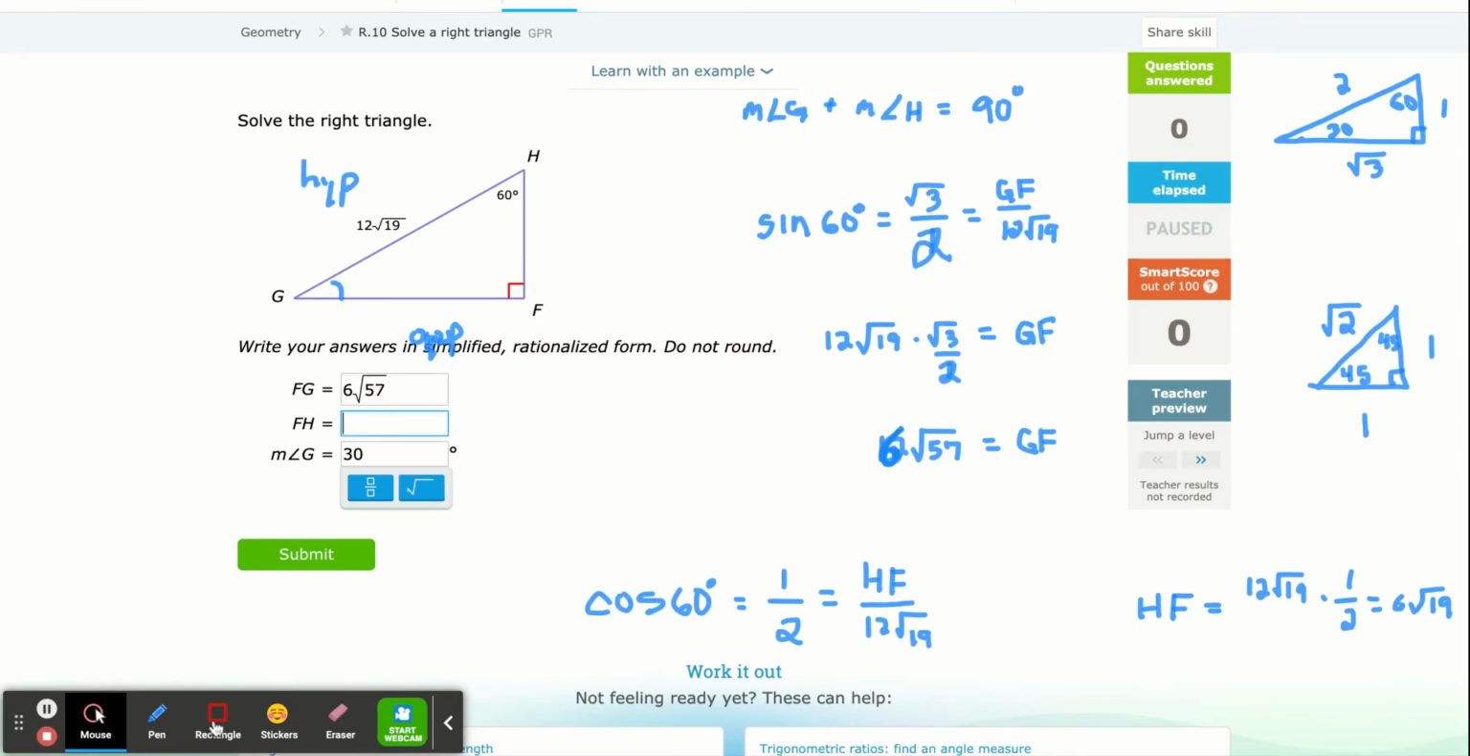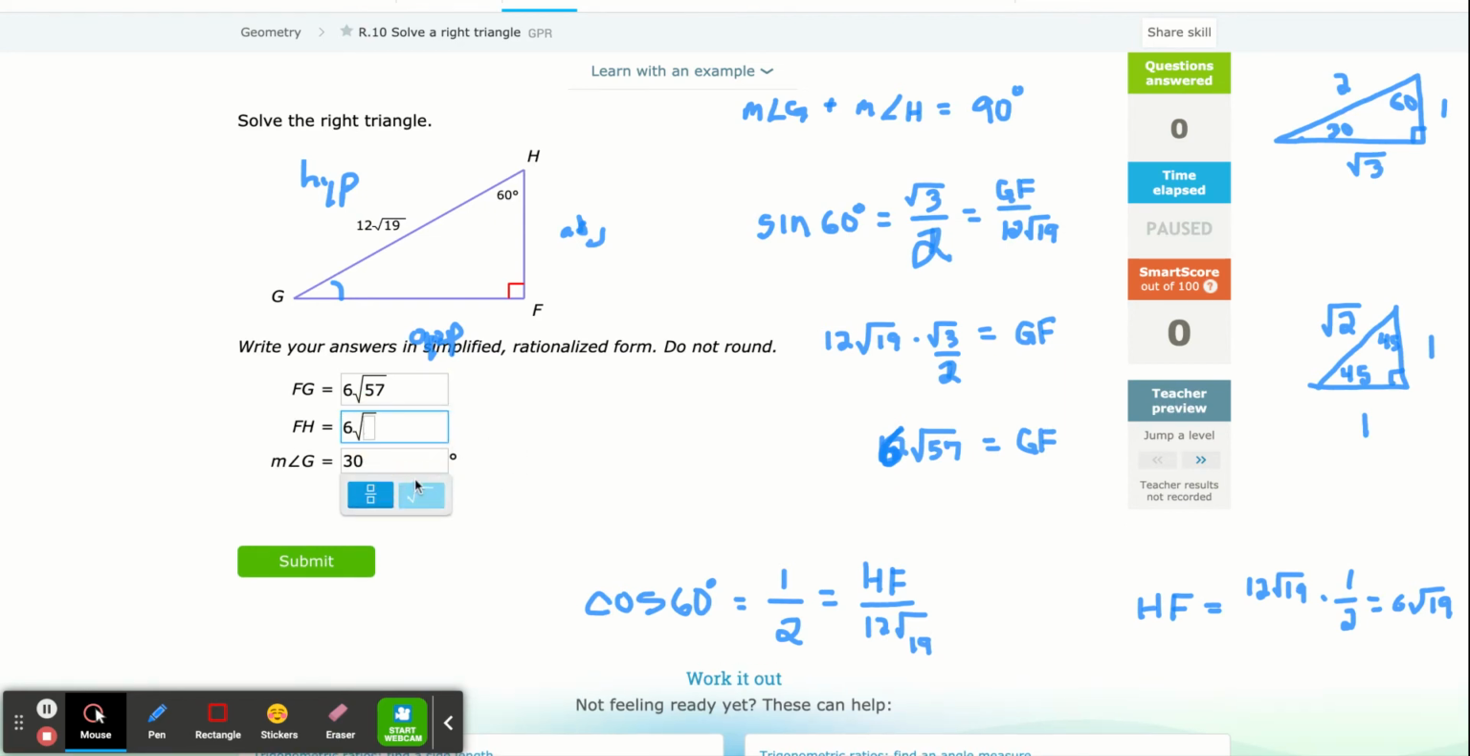Then I do the cosine of 60. Cosine is adjacent over hypotenuse. For a 60-degree angle, adjacent over hypotenuse is 1/2. That's the same as the length of HF over the hypotenuse of the triangle given. Multiply the 12 square roots of 19 over, reduce, and we get 6 square roots of 19 for this length HF.